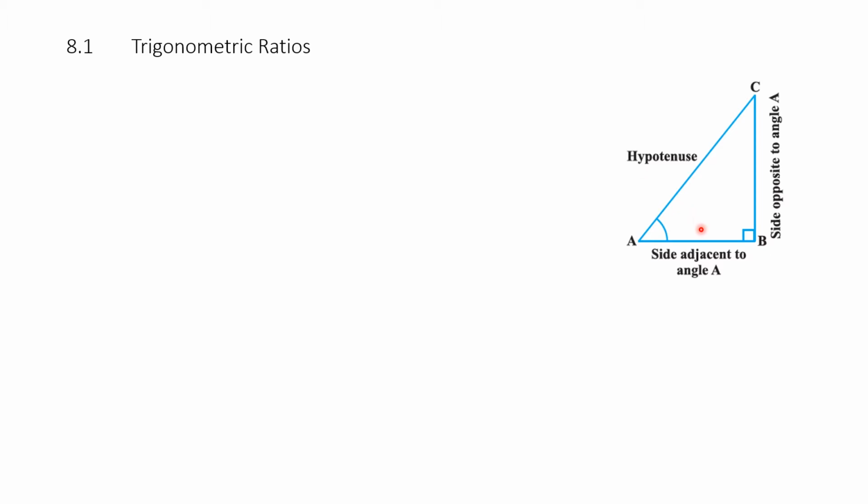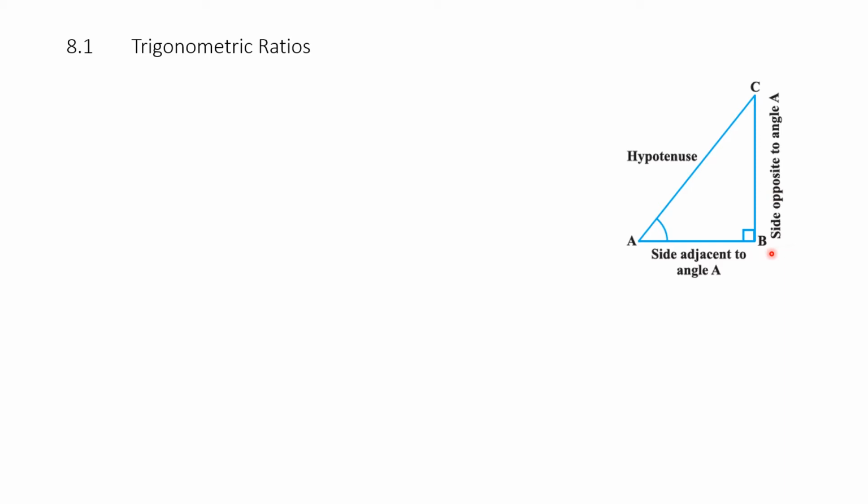There are two more sides, that is side adjacent to angle A and side opposite to angle A. This is angle A. Angle A is also represented as CAB, and this is an acute angle, that is less than 90 degrees. The side adjacent to angle A is called adjacent side and opposite to angle A is called opposite side.